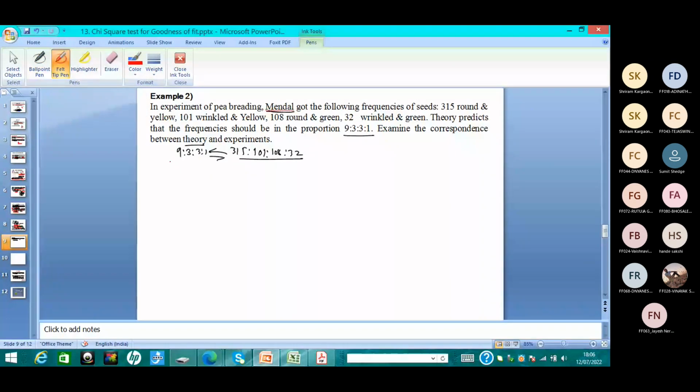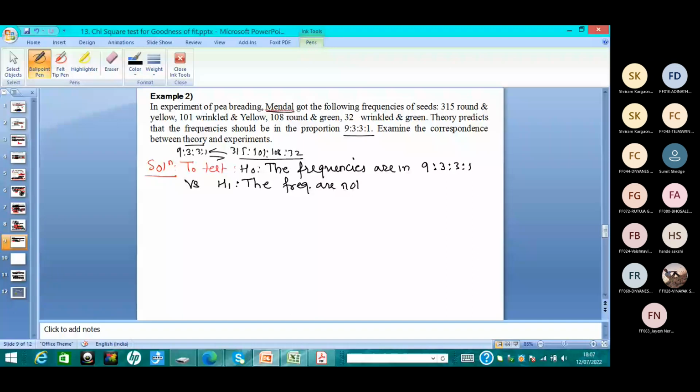So solution. What do you have to test? What is H naught? The frequencies are in the ratio 9:3:3:1. We do not write such a long statement, only the required thing. And against it, the alternative statement is: the frequencies are not in the ratio 9:3:3:1. Because of space problem, I am shortening the statement.